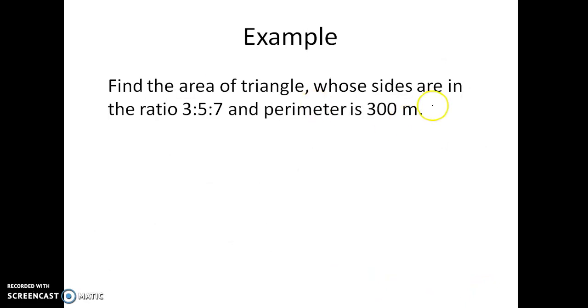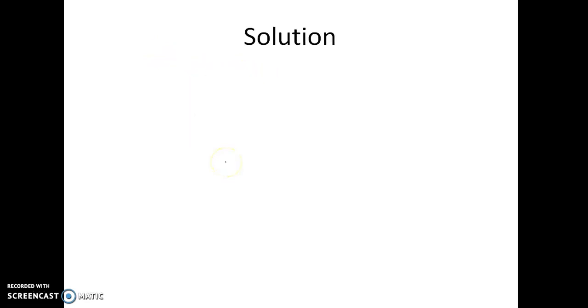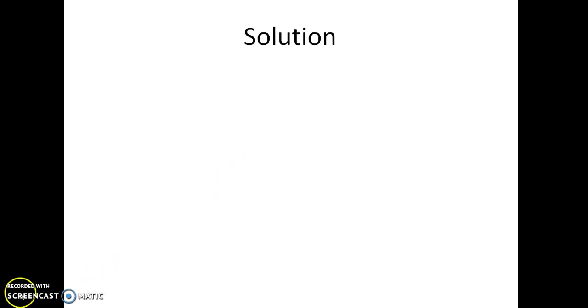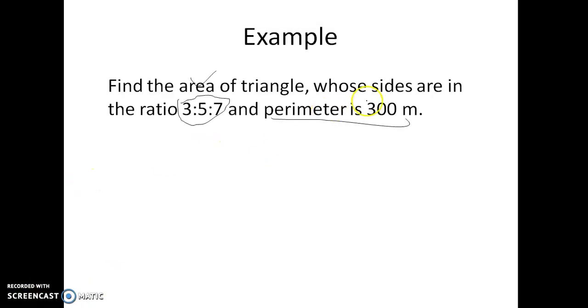Find the area of the triangle whose sides are in the ratio. Here instead of the sides they have given the ratio of the sides, and the perimeter is also given. They are asking to find out the area of the triangle. So how can we do this? Before going to the solution video, look at what they are asking here. The ratio 3:5:7 is given.